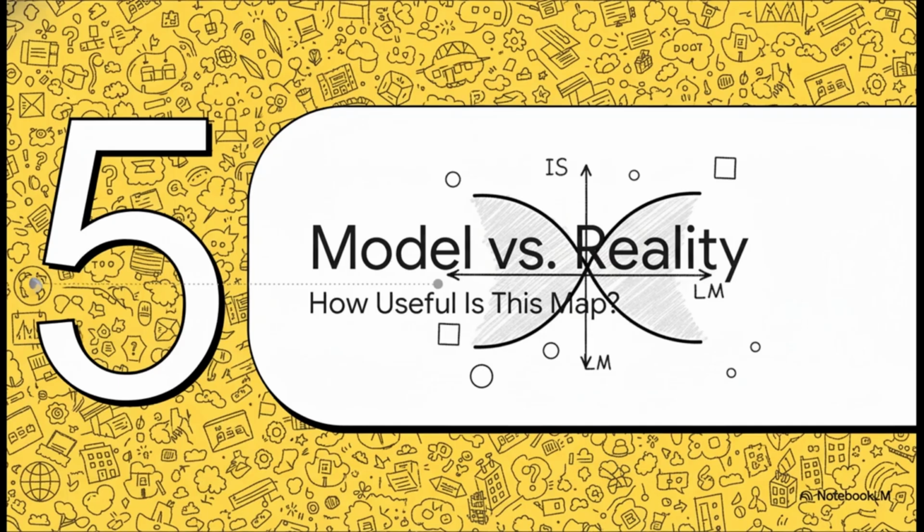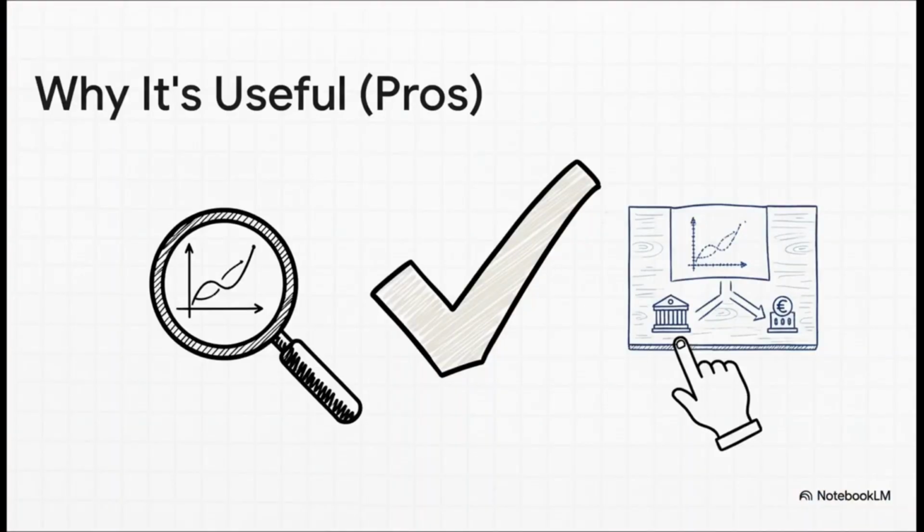All right, final section, model versus reality. We've seen how elegant and neat this all looks on paper. But let's be honest, the real economy is a messy, complicated beast. So how useful is this map really? Well, on the one hand, its biggest strength is its simplicity. It is an absolutely fantastic way to get your head around the basic logic of Keynesian economics. And for people making policy, it gives them a simple framework to think through the consequences of their actions. How a decision might ripple out and affect both economic growth and interest rates.